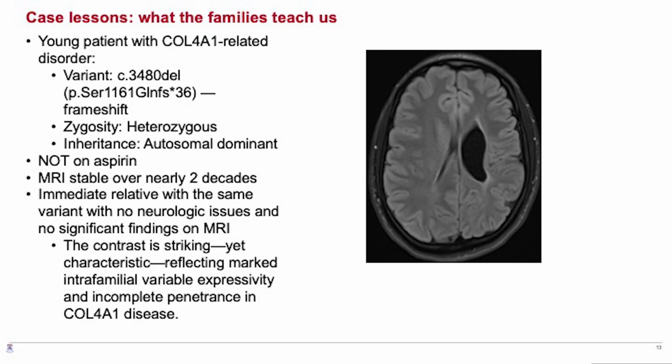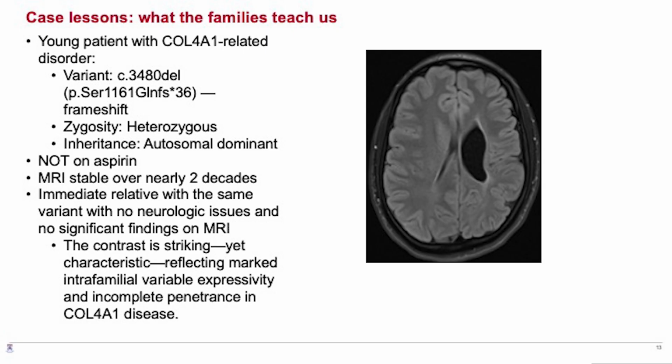So here's the first patient, a young patient with a COL4A1 related disorder with, I won't go through it, it's a mouthful, the variant, but not on aspirin. And the MRI has been stable for over 2 decades. An immediate relative with the same variant has no neurologic issues and no significant findings on MRI. So the contrast really is striking, but characteristic, and reflects this marked intrafamilial variable expressivity and incomplete penetrance in COL4A disease.